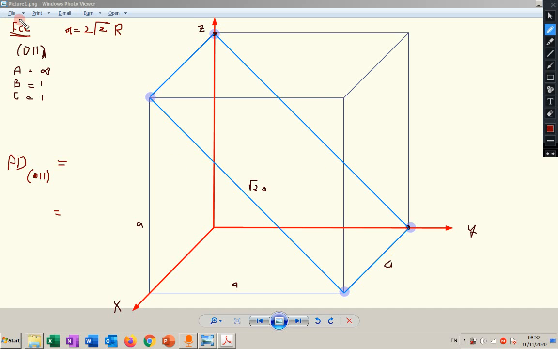Now, since we have the FCC crystal structure, we still have atoms at the corners, yes, but we also have an atom at the face, because this is at the face and this is at the face, so we have atoms at the faces as well. Now, if we go for the atom arrangement to see the atoms within the plane, there are 3 here, 3 here, so I'm going to draw some possibilities.